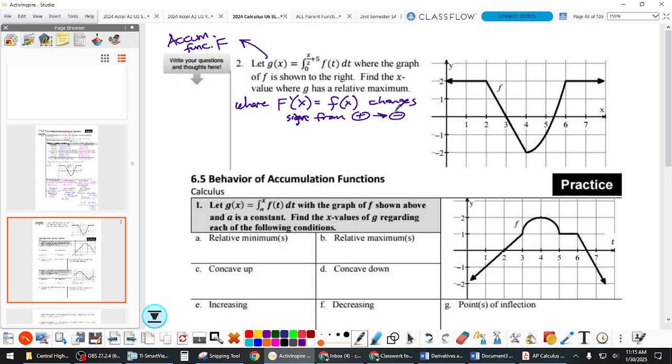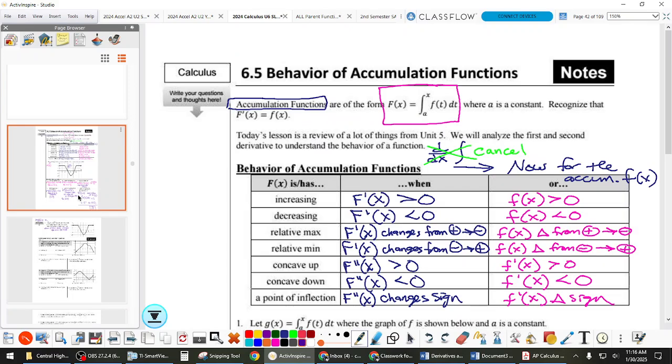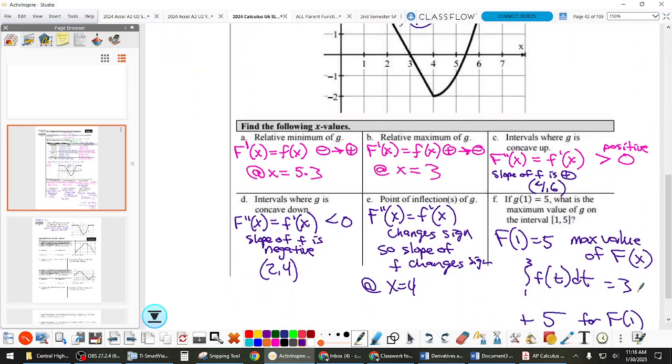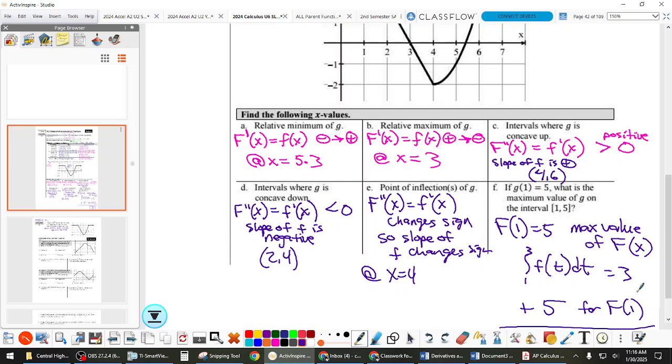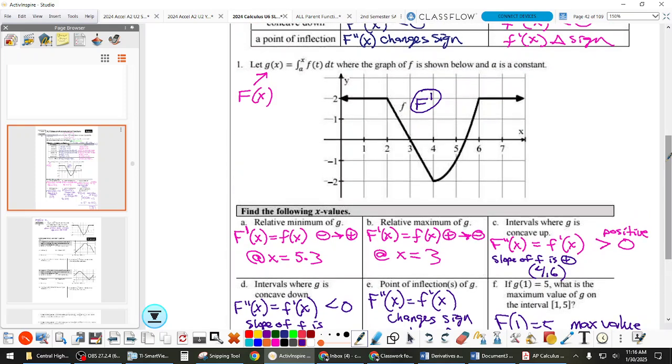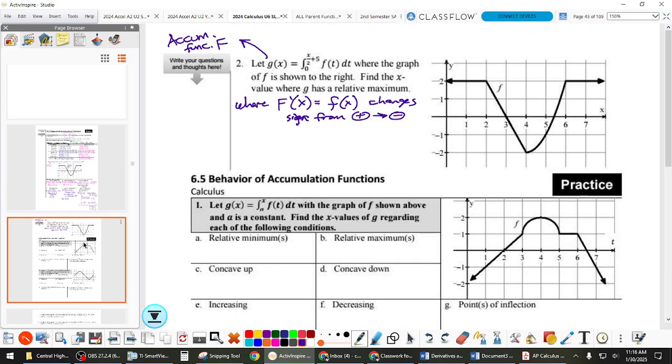Oh wait, you said it's not the same problem. Is it not the same problem? Well, it's the same graph. It's the same graph, yeah. But I guess I don't know what you mean by same problem as what. Well, as when you went over here and said, find the relative maximum of G. That's right there on A. But this was different, right? But that's just the integral function, zero to x over 2 plus 5.